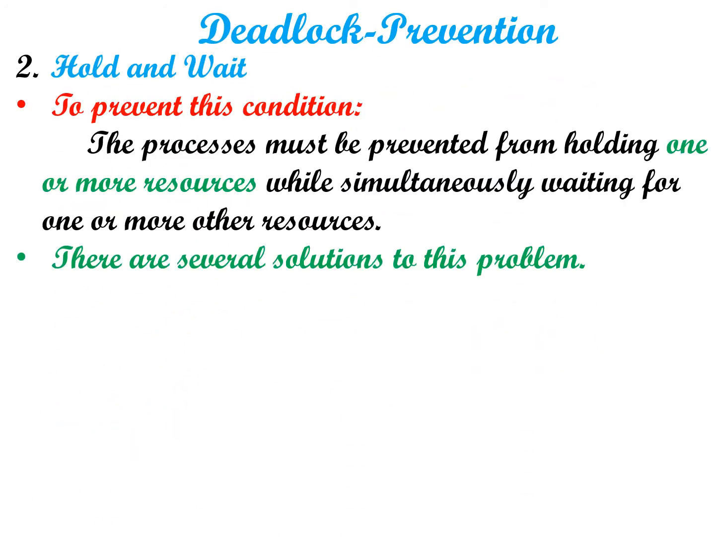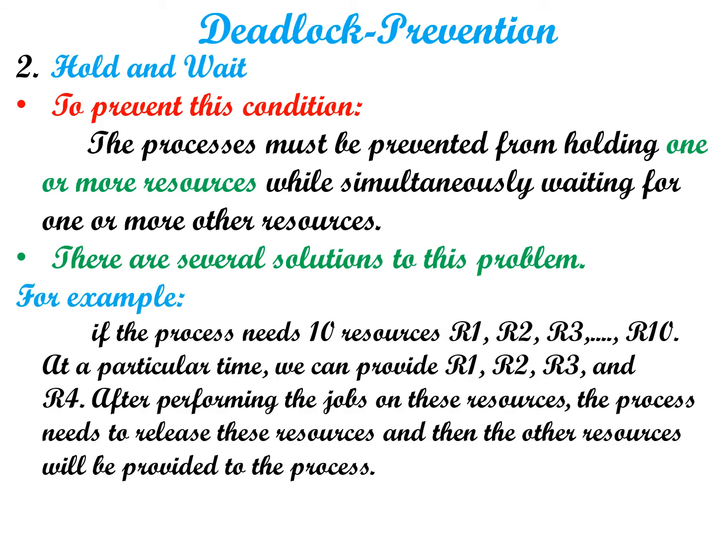The second condition is hold and wait. Hold and wait arises when a process holds some resources and is waiting for some other resources that are being held by some other waiting process. To avoid this condition, the process can acquire all the resources that it requires before starting its execution. In this way, the process need not wait for other resources during its execution. That means that before the process starts execution, all the resources required for the process to complete its task are allocated.